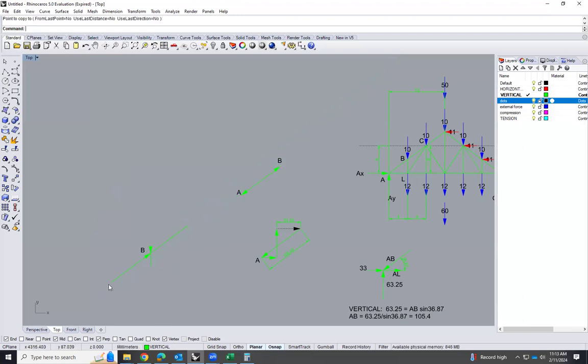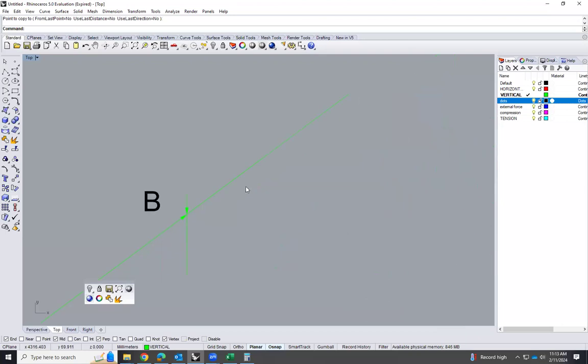Okay, so AB will go in this direction, and the value of this one is going to be 105.42, the same. Now we have two unknowns, this one and that one. So let's go to the equilibrium. First, we have 1, 2, then 3 and 4. So the first one goes down.